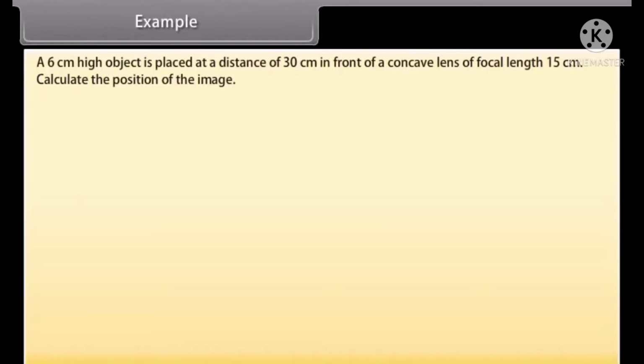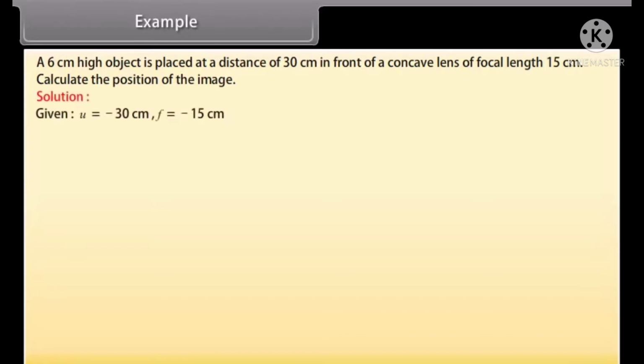Example. A 6 cm high object is placed at a distance of 30 cm in front of a concave lens of focal length 15 cm. Calculate the position of the image.